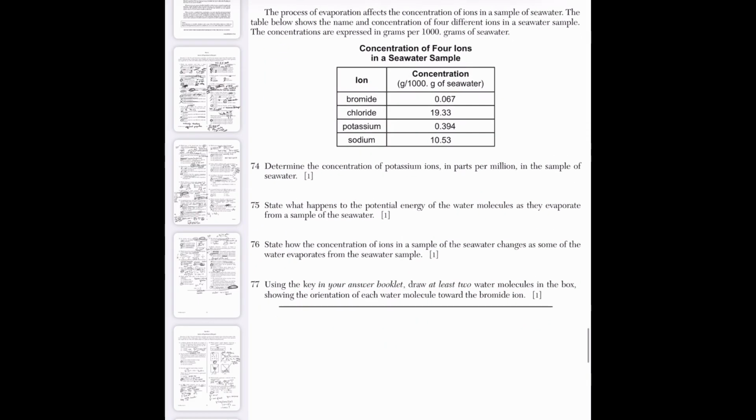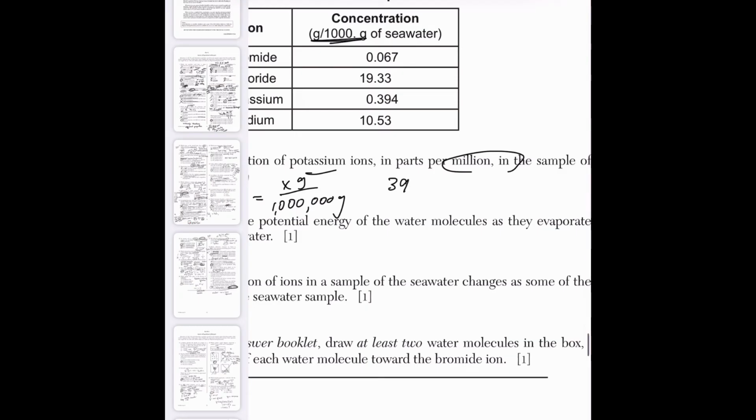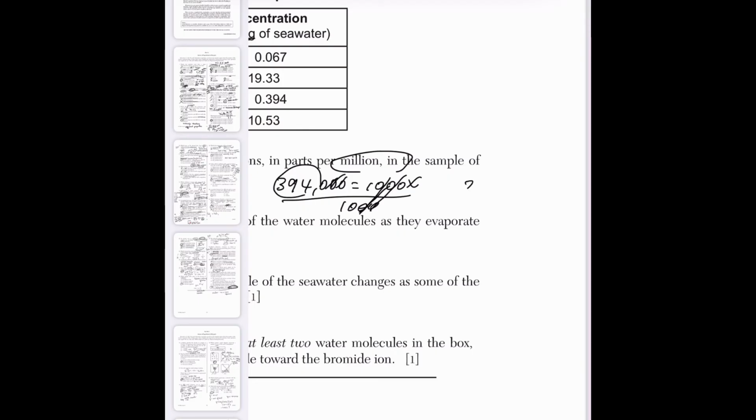Okay. So this one, concentration of potassium in parts per million. Here they already give it to you in grams per 1,000 grams of water. What I would do is set up a proportion, but you also don't have to. There's a lot of different ways to do this. So you get that, and then you divide, and you get 394 parts per million.